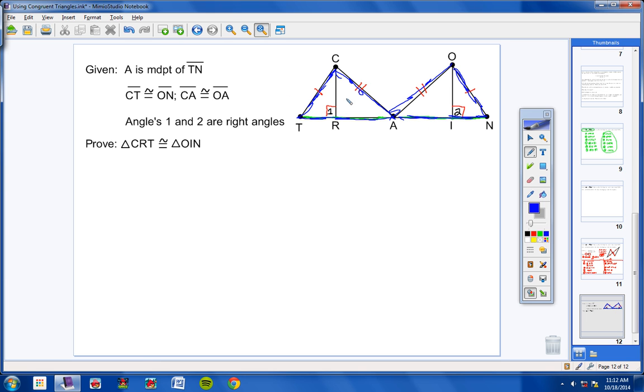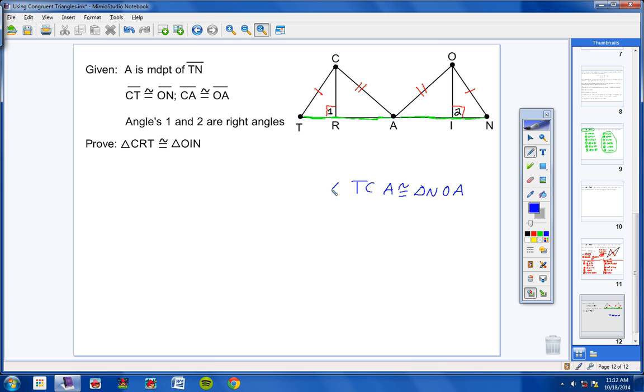And that's easy to do because I can use side, side, side. Look, I've got this side here, congruent to this side here. I've got this side here, congruent to this side here, and I've got this side here, I guess I'll put like 3 marks here, is congruent to this side over here. Okay, so that's pretty easy to do. So I'm trying to think to myself, would that help any? I think it would help if I listed TCA congruent to NOA.